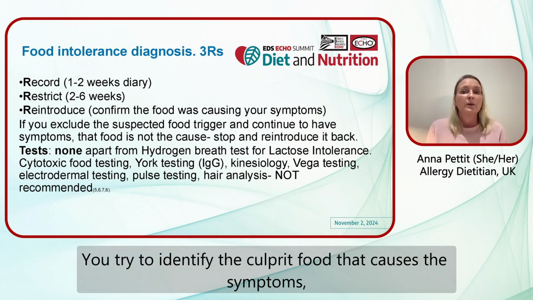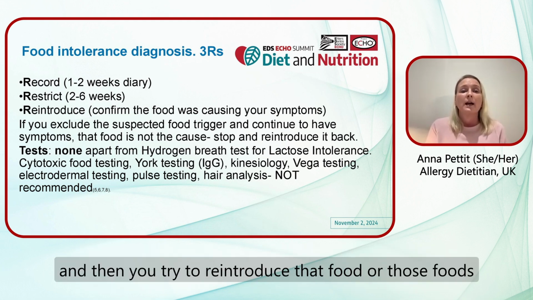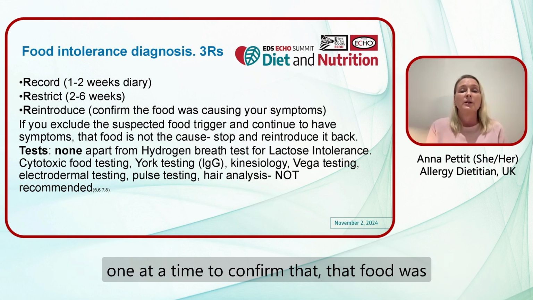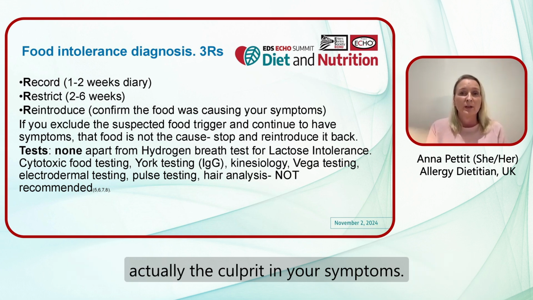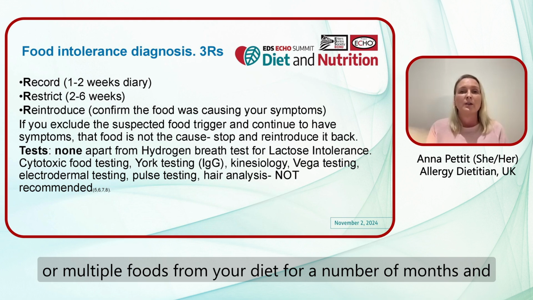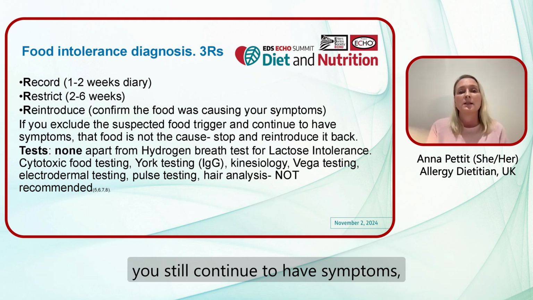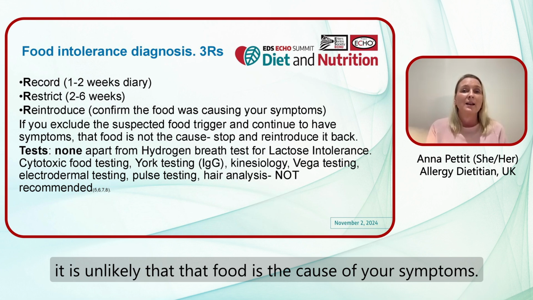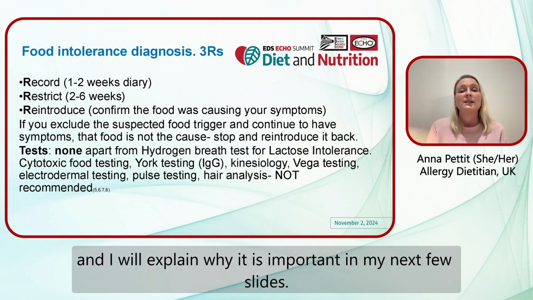You try to identify the culprit food that causes the symptoms, or perhaps several foods. And then you try to reintroduce that food or those foods one at a time to confirm that that food was actually the culprit in your symptoms. A word of warning: if you've excluded foods or multiple foods from your diet for a number of months and you're still continuing to have symptoms, it's unlikely that that food is the cause of your symptoms. So you need to bring it back. And I will explain why it is important in my next few slides.